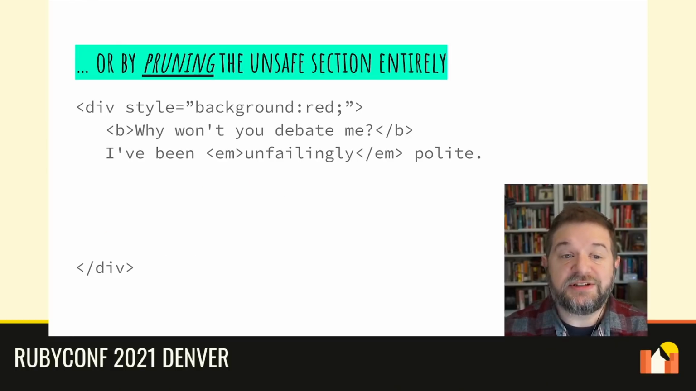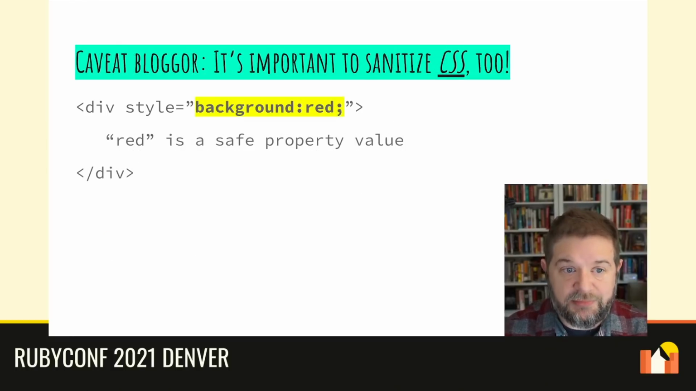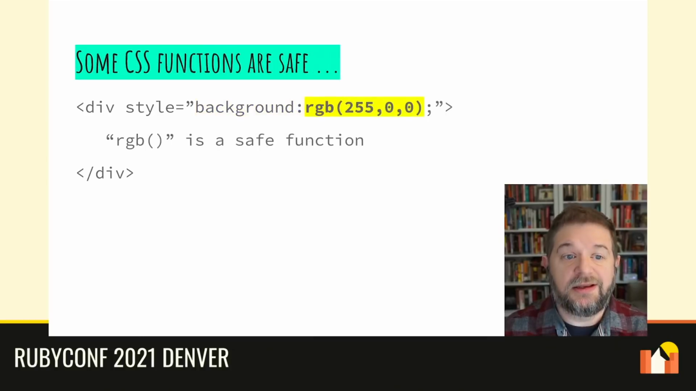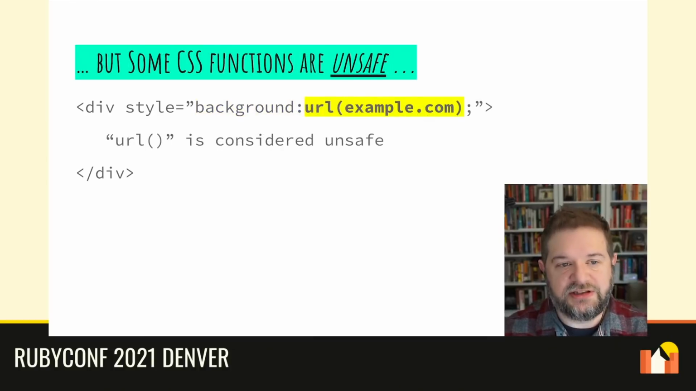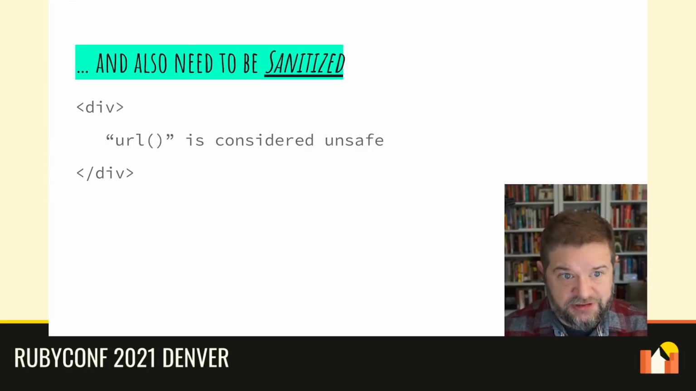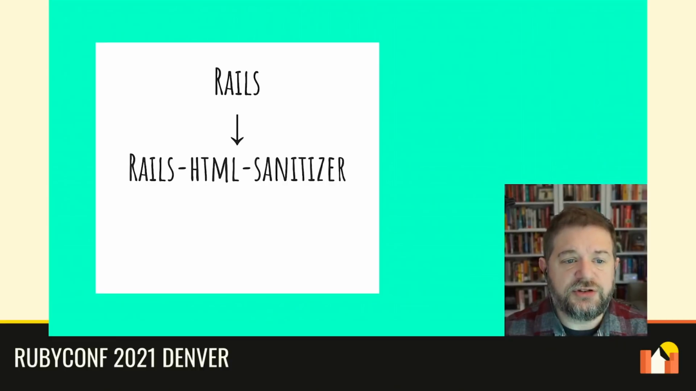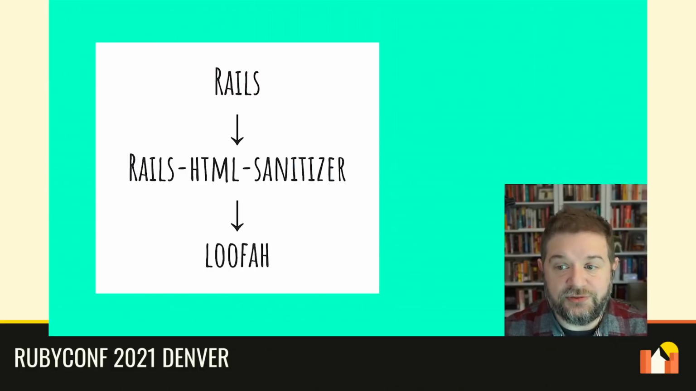Now, it's important to sanitize CSS as well. Background red is an okay string. Calling a CSS function like RGB is safe, but calling a CSS function like URL is not okay. So we have to clean up that CSS as well. And that's actually where our story starts. Rails uses the Rails HTML sanitizer gem, and a CSS sanitization test started failing. That uses Loofah, and that's why I got the call.